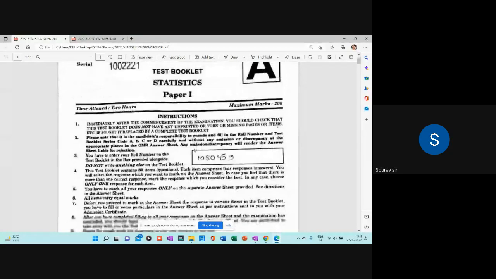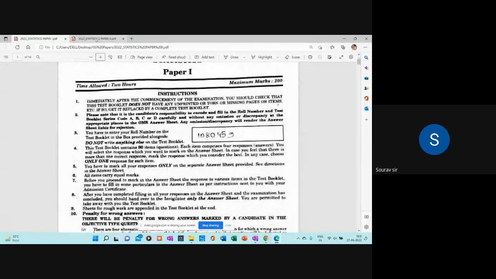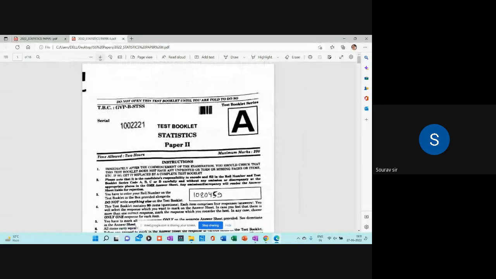Okay, so today we are going to discuss the current ISS paper. It is the ISS paper 1 and 2 for this year, 2022. So let me share the paper with you. These are the two papers. This is paper 1, as you can see, and this is my paper 2. Let me increase the size.